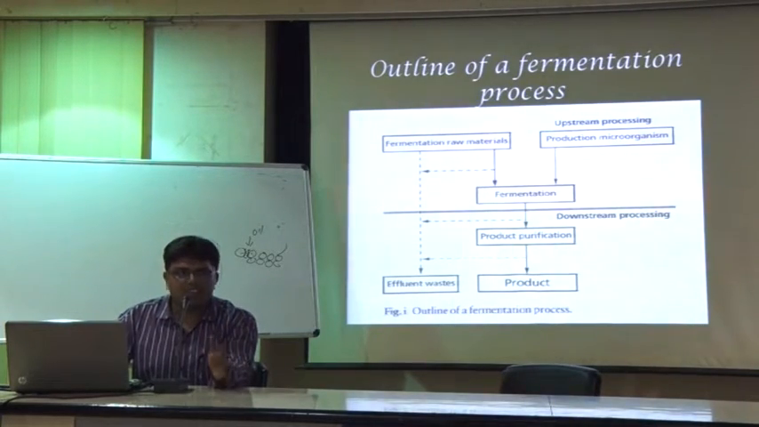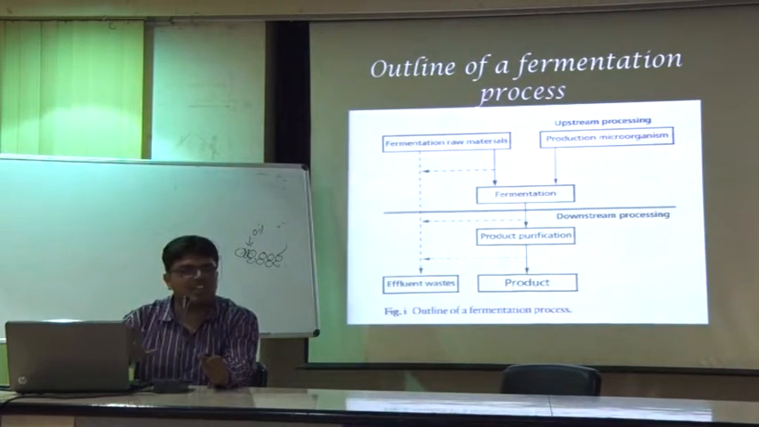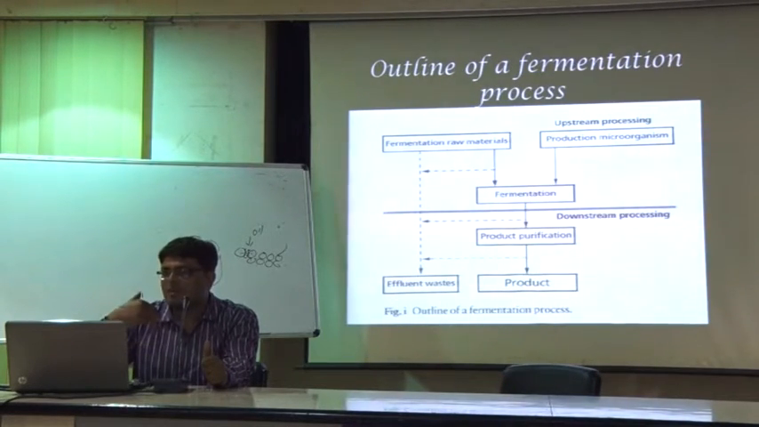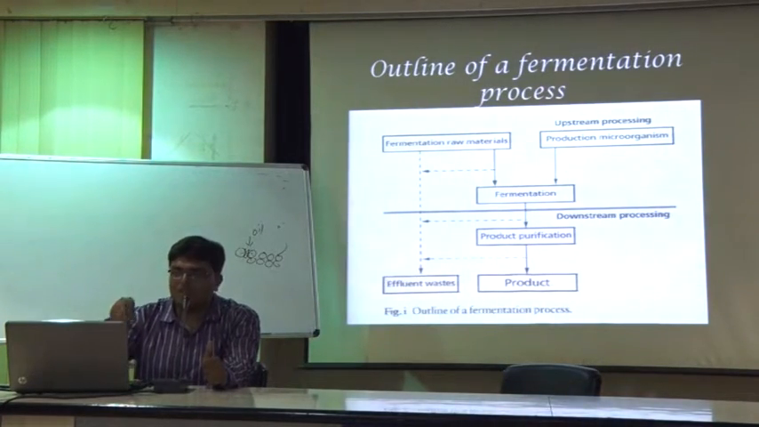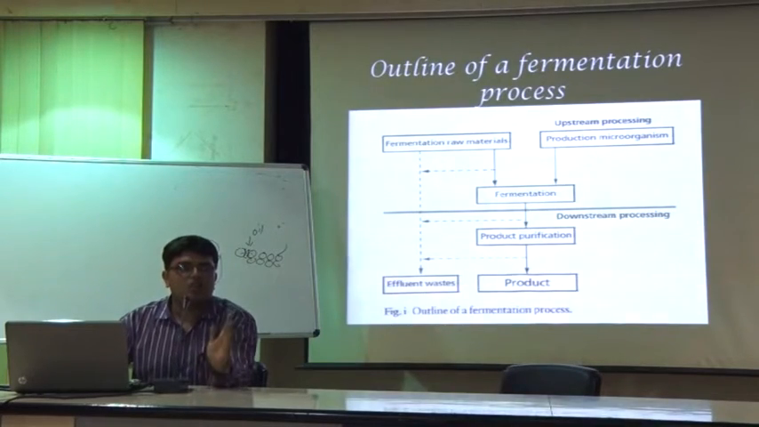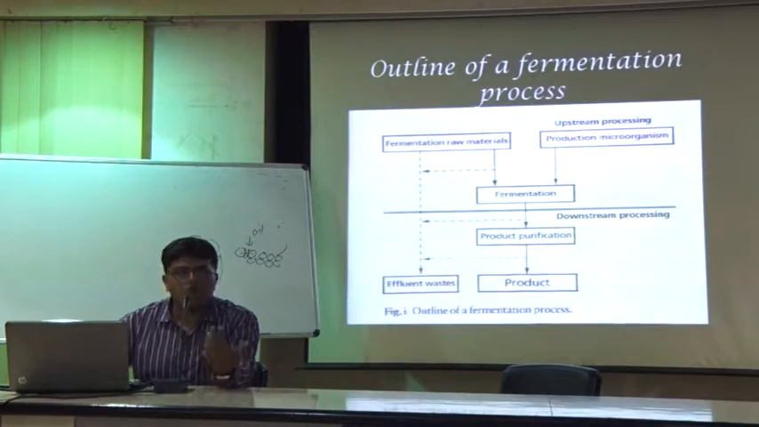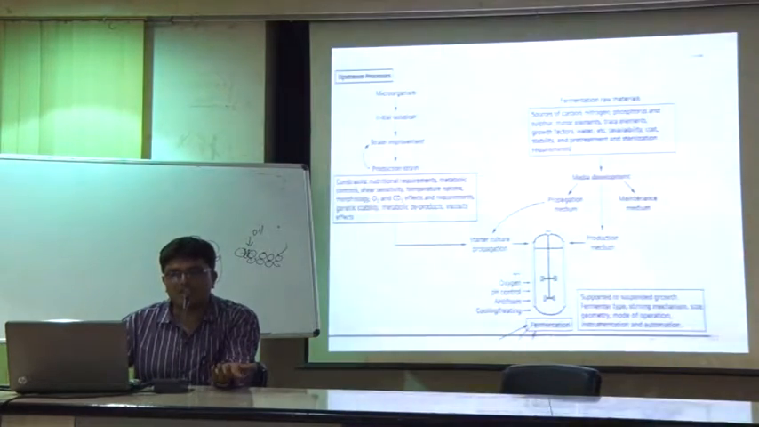Once you have collected everything, you keep those things inside the reactor for a particular time, for example 24 hours, at 37 degrees centigrade and pH 7. Once you have kept the things inside the reactor, the next stage is collection. In the collection, you try to recover the product. That particular process is known as the downstream process.